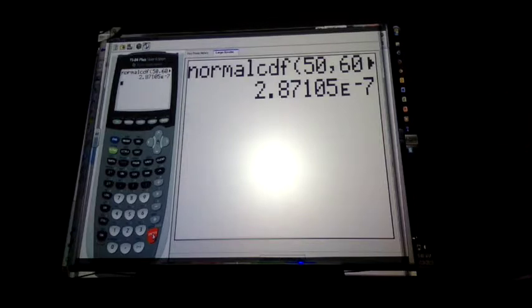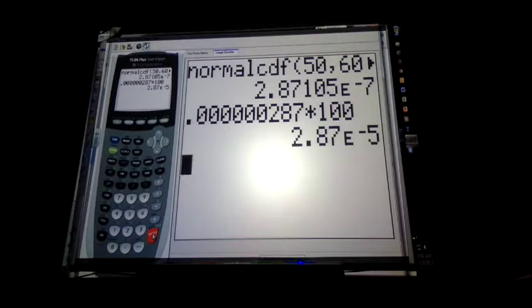What does that mean? Pretty small. So this is the same thing as 0.00000 and so on. If I multiply that by 100, that's the amount of area that is in between scoring the 50 and the 60. Pretty small area. 10 points between two scores.